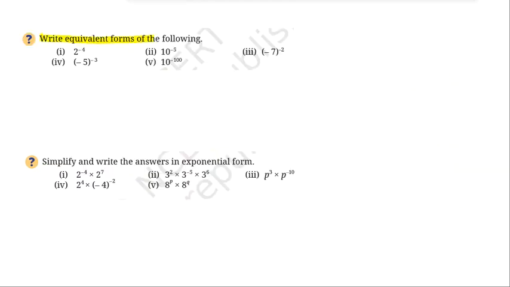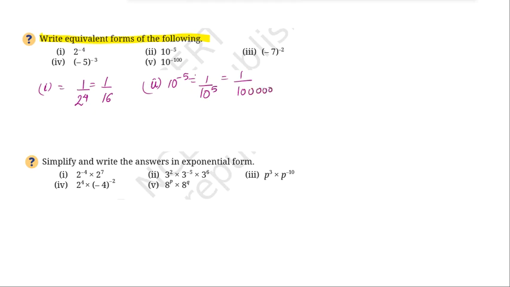Write the equivalent forms of the following. So let us write the equivalent forms. What can we write 2 to the power of minus 4 as? We will convert it into a positive power. So we can write 1 over 2 to the power of 4, which can also be written as 1 over 16, because when you multiply 2 four times, you get 16, so 1 over 16. For the second part, 10 to the power of minus 5, it could be written as 1 over 10 to the power of 5. Okay, and we can also write this as 1 over 1 lakh.